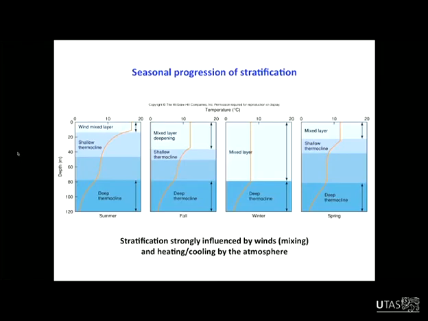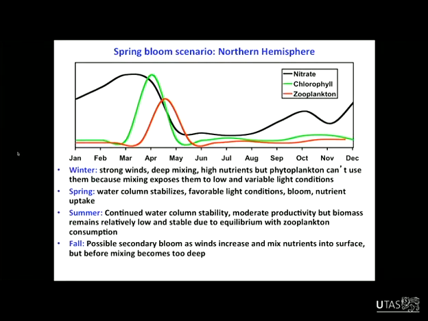And that's just shown in a different way here. So this is from when I used to teach in the Northern Hemisphere. It's a Northern Hemisphere example. So wintertime is at the beginning of the year here. In the winter, we have strong winds, deep mixing, it's mixing high nutrients into the mixed layer, but the phytoplankton, that's this black line here, aren't able to take advantage of those nutrients because they're being exposed to, on average, very low light concentrations.